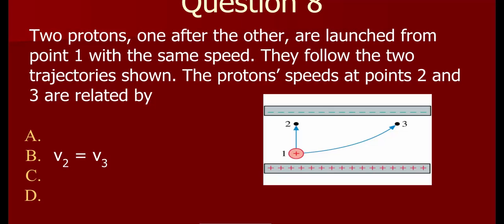Just one will definitely take it faster. And that's where I think a lot of the confusion comes in, because the one going on this first path here, just straight up, is going to get there so much faster. And you're like, well, it went faster. Well, it accelerated more. So it got done faster, but they ended with the same speed.